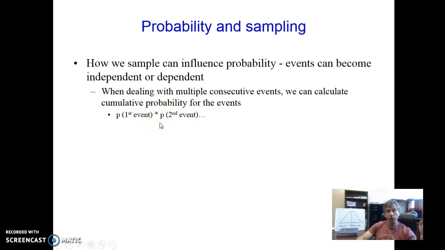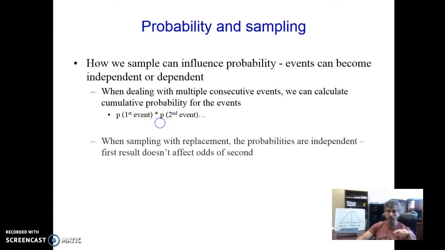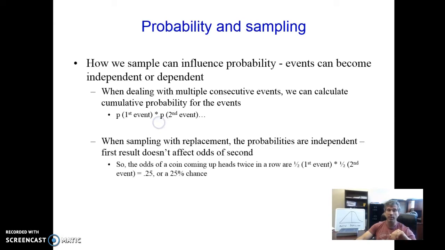The only part that gets tricky is you have to account for whether those events are independent or dependent. So when we sample with replacement, our samples go back in the population before the next draw. Probabilities are independent, so you can calculate them separately. The first result doesn't affect the odds of the second. Let's say I'm looking at the odds of flipping a coin twice in a row and it comes up heads both times. Those are independent events. What happens in the first coin flip does not influence the probability of what happens in the second.